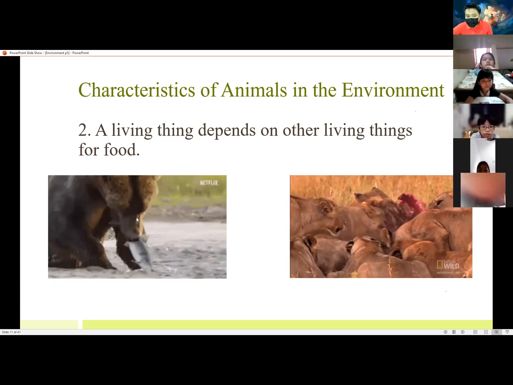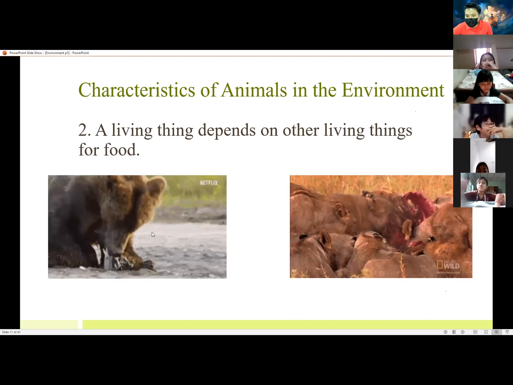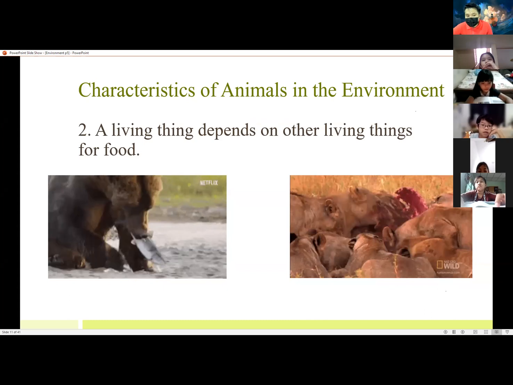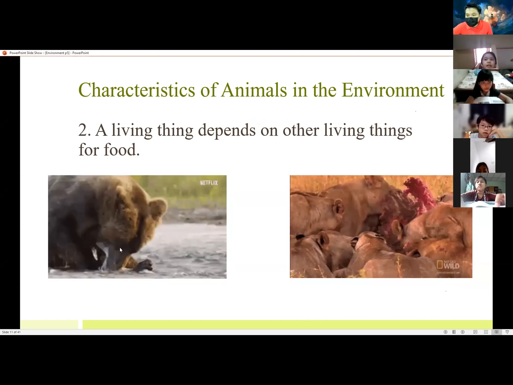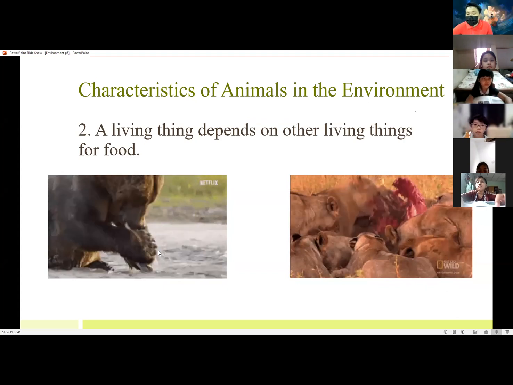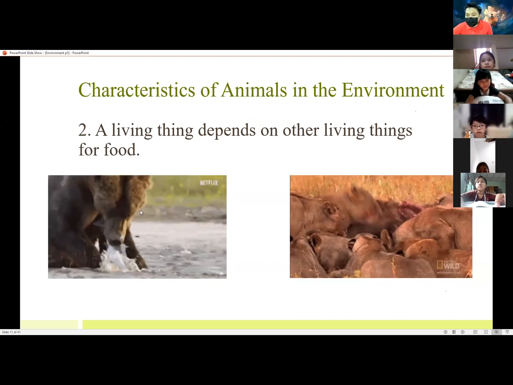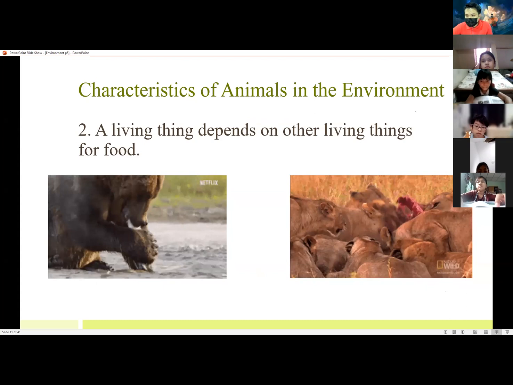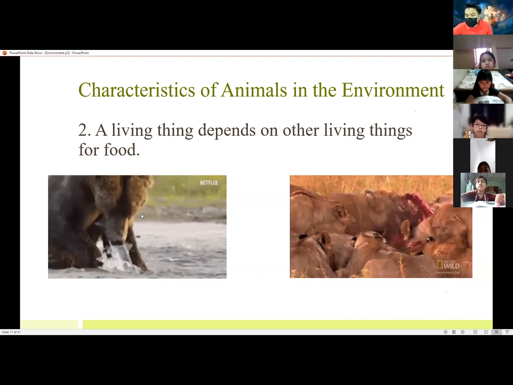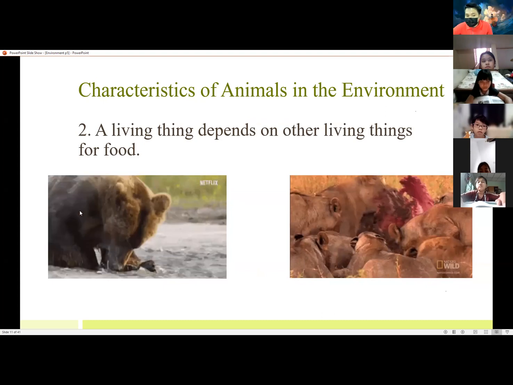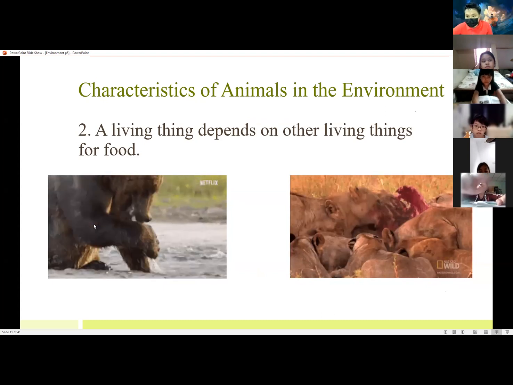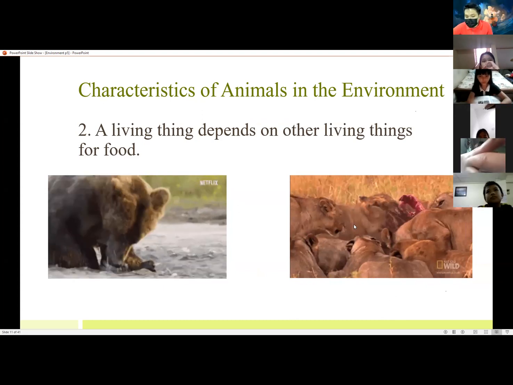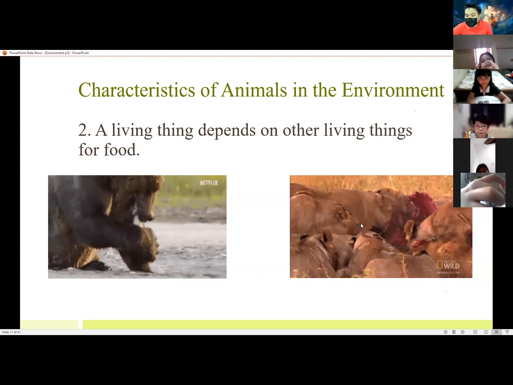So in this video, which one is the prey and which one is the predator? The bear is the predator and the fish is the prey. Okay, very good. Always remember that the predator is always the one on top of the food chain, because no one can eat them. Do you think any animals can beat a bear? No, right? Just like this, the deer has been eaten by the lions.